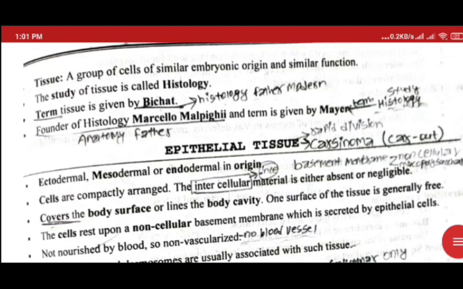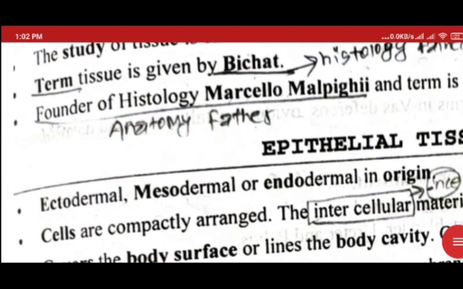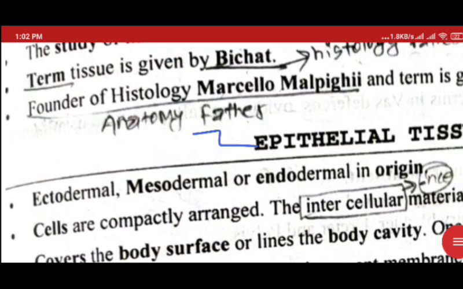Let's get started. First is epithelial tissue. In epithelial tissue we have two parts of its function. First is for covering, and the other is for gland. So first, let's get started with the covering.